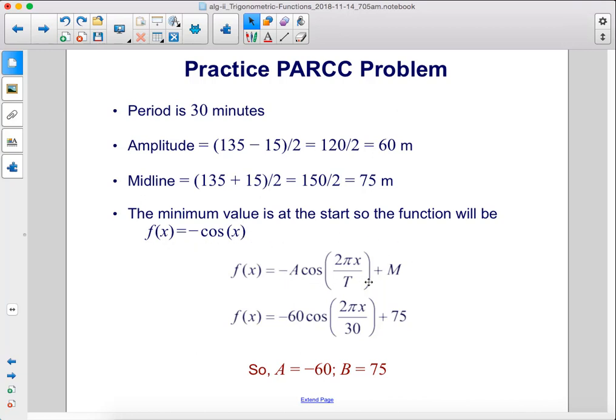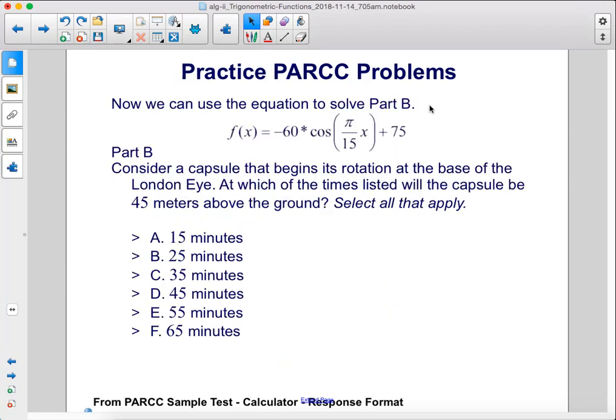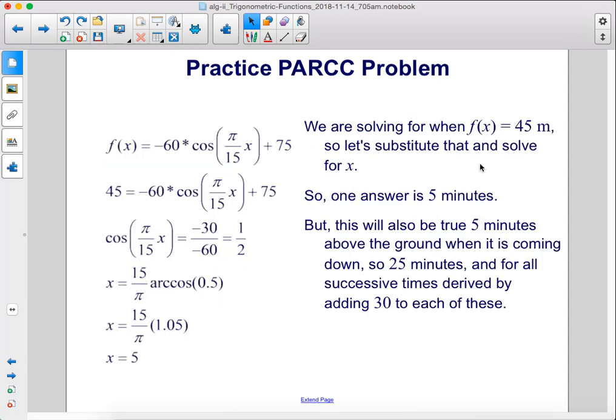So we have our equation here, we plug in all of our information, and we see that a is equal to negative 60 and b equals 75. Now we can use the equation to solve Part B. We want to know at which times the capsule will be 45 meters above the ground. We are solving for when f of x equals 45 meters. So let's substitute that in and solve for x.